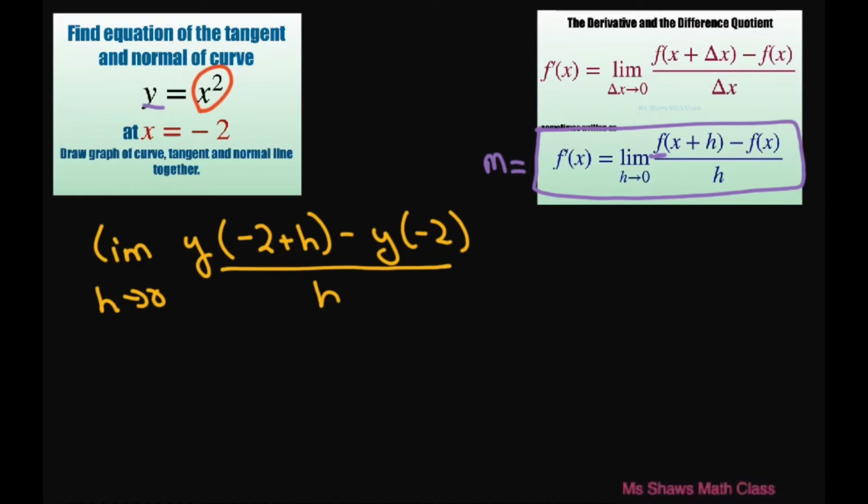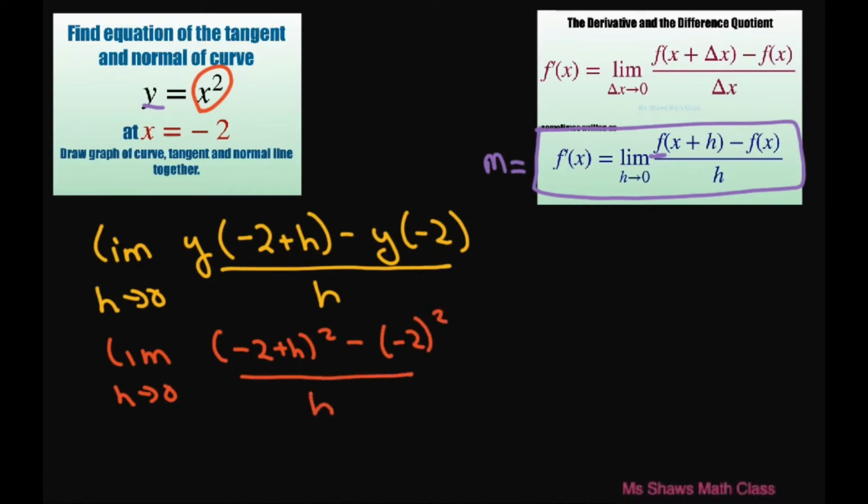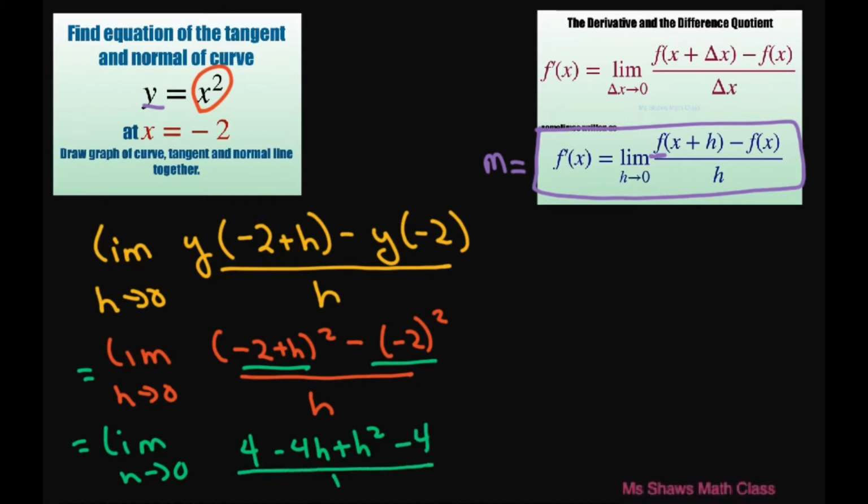Our y is x squared, so this is going to be the limit as h approaches 0 of negative 2 plus h squared. That's like your x minus negative 2 squared. So I'll divide it by h. This equals the limit as h approaches 0. And let's expand our trinomial. We're going to get 4 minus 4h plus h squared, and this piece is going to be minus 4, divided by h. Now what happens is the 4's cancel.